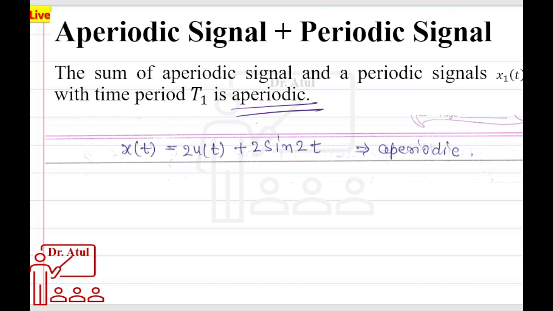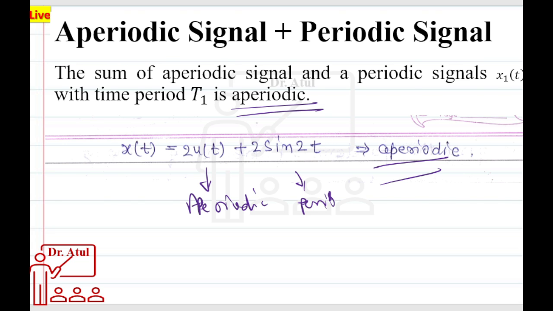If you add an aperiodic signal to a periodic signal, then the resultant is also aperiodic. इम्पॉर्टेंट है कि आपने अगर aperiodic signal को periodic के साथ ऐड कर दिया तो आंसर आएगा aperiodic. ठीक है, ये याद रखना, aperiodic प्लस periodic इक्वल टू aperiodic.